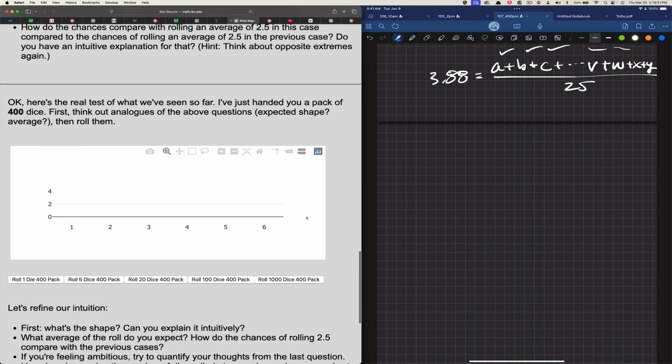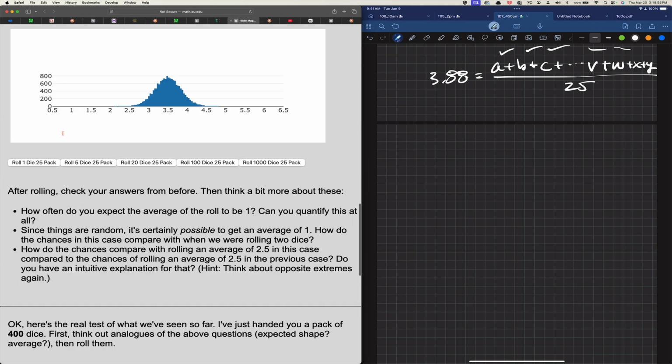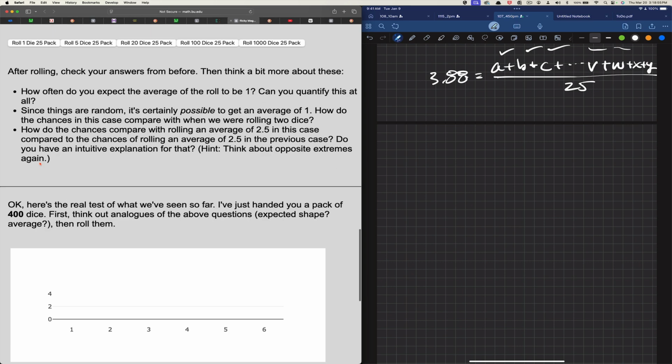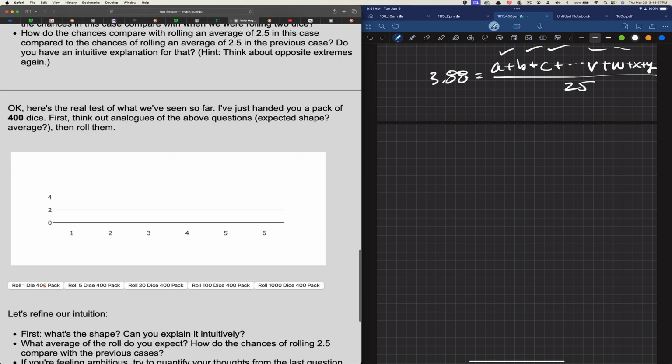The next section is me actually increasing the sample size from 25 to 400. And so once I roll 400, I don't have 400 data points. I have one because I'm taking the mean of those 400. Pow, one data point. Pow, one data point. But again, 5, 20 at a time, 100 at a time, but more quickly to get the image, 1,000 at a time.